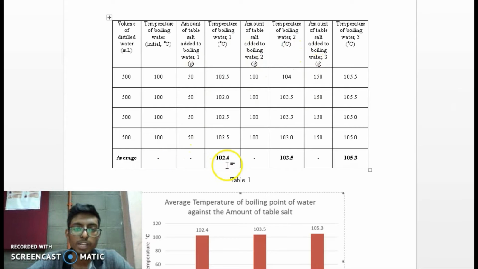So the average boiling point of water is 102.4 when 50 gram of table salt is added into water. When we add 100 gram of salt, the temperature will be 103.5 degrees Celsius. When we add 150 gram of salt, the temperature will be 105.3 degrees Celsius.